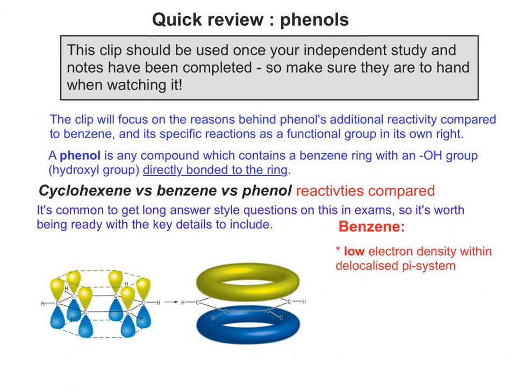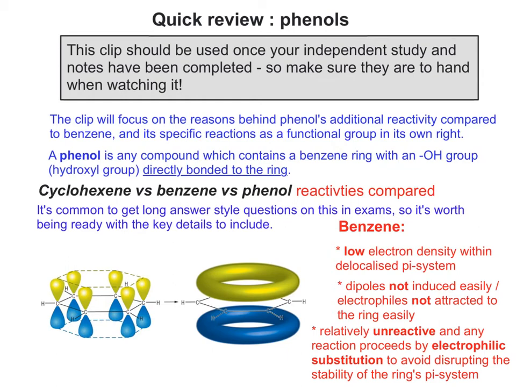So with benzene you've got low electron density by comparison within the delocalized pi system. And because of this, dipoles are not induced easily and electrophiles are not attracted to the ring easily either. So this makes benzene relatively unreactive, and therefore any reaction does proceed by the electrophilic substitution mechanism. This avoids disrupting the stability of the ring's pi system.